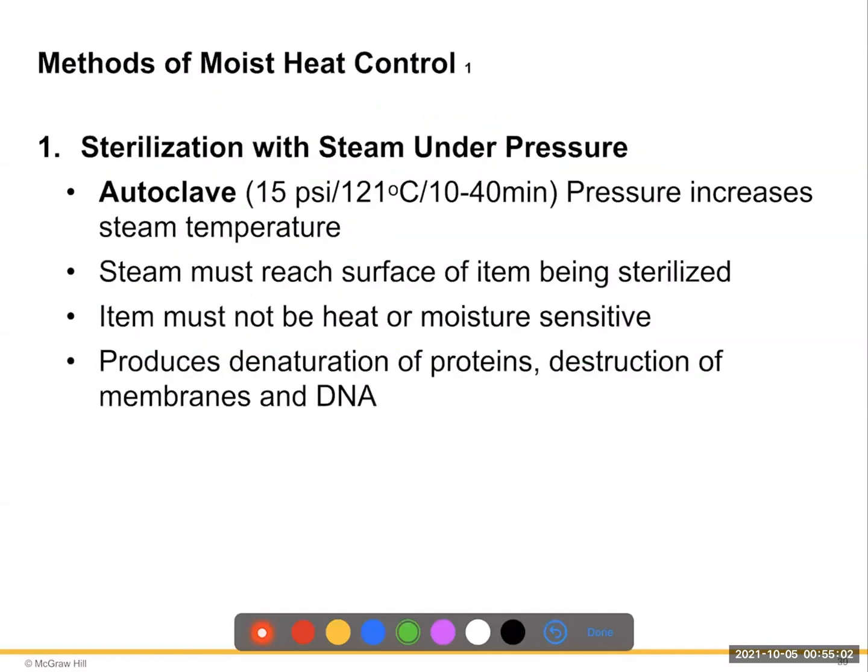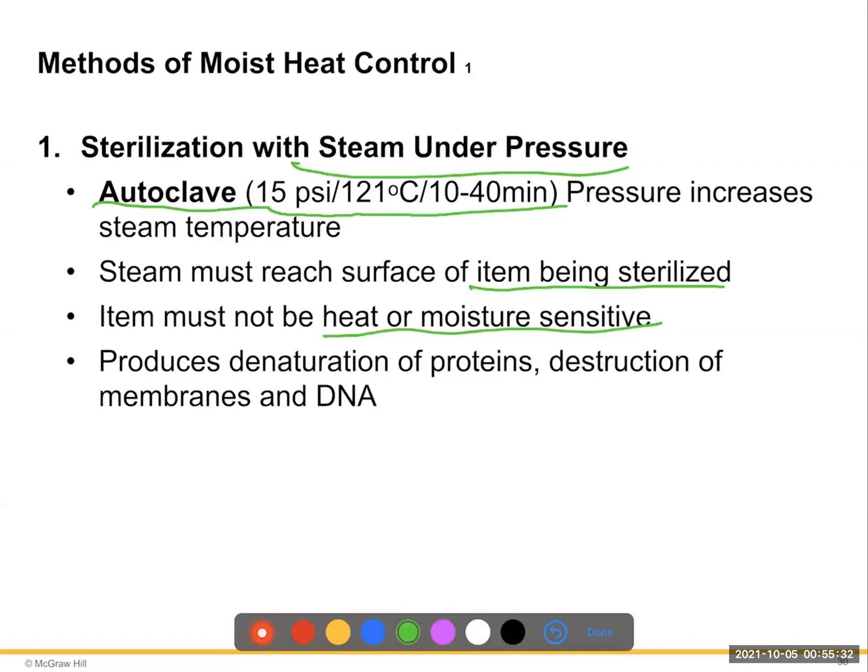So, sterilization with steam under pressure. That's what most offices use, that we use at my office. That's an autoclave, 15 psi, 120 degrees centigrade, 10 to 40 minutes. Pressure increases the steam temperature, so as you increase the pressure, you increase the temperature. Steam must reach the surface of the item being sterilized. The item must not be heat or moisture sensitive. If you put something that's going to melt in an autoclave, it's going to melt. The item cannot be heat or moisture sensitive.